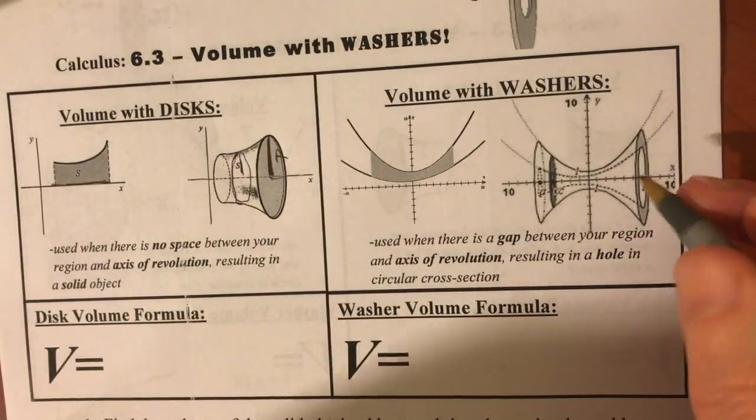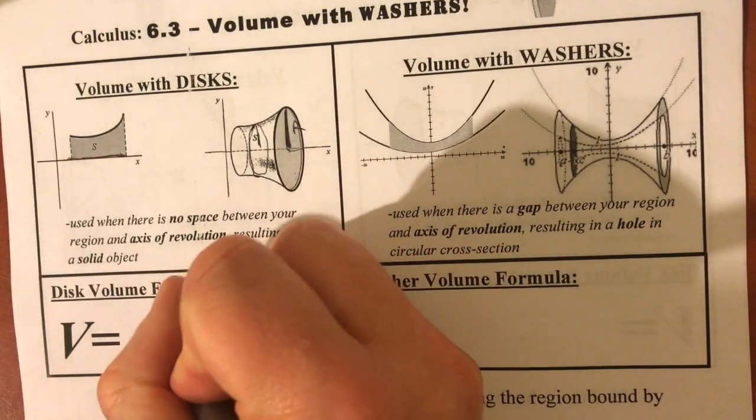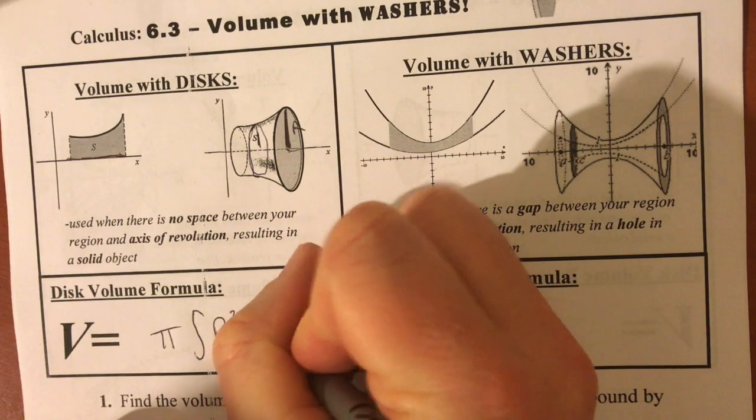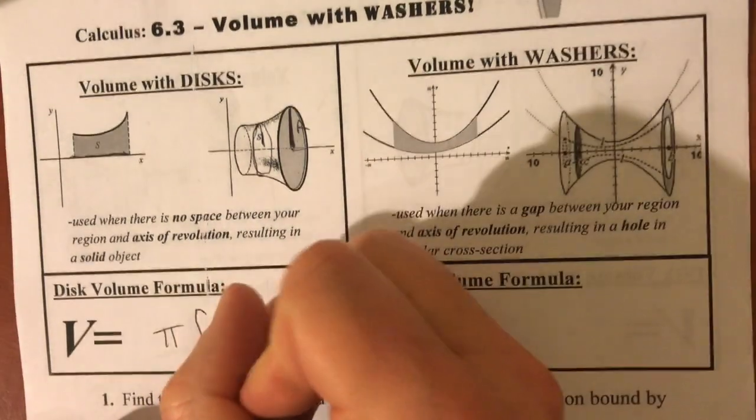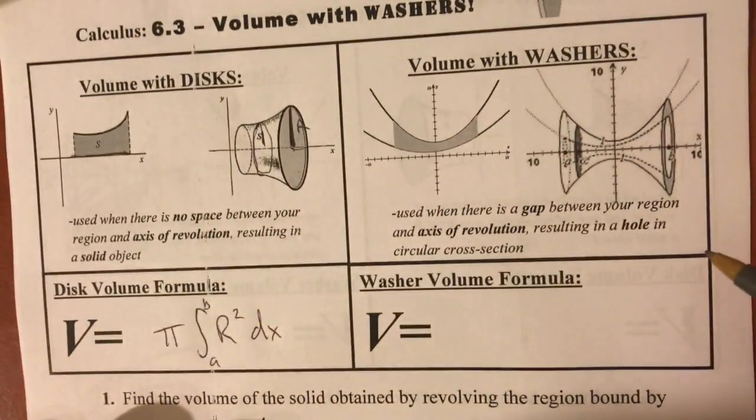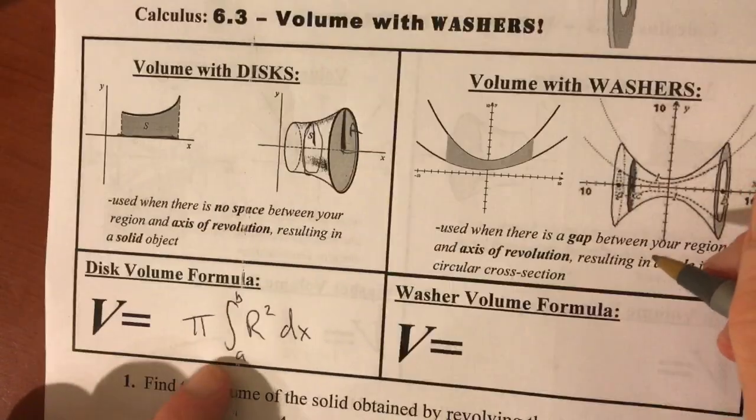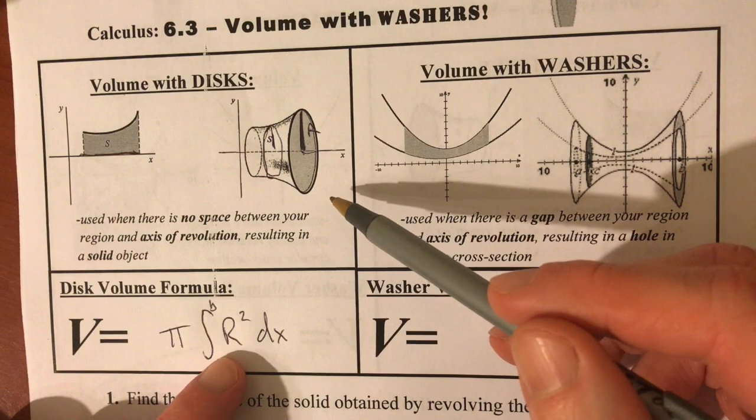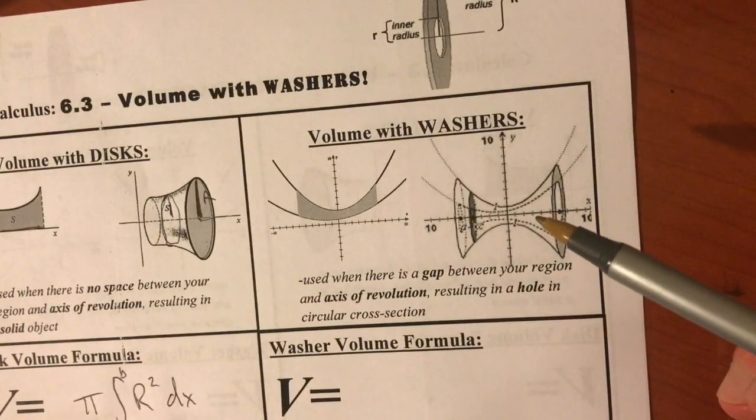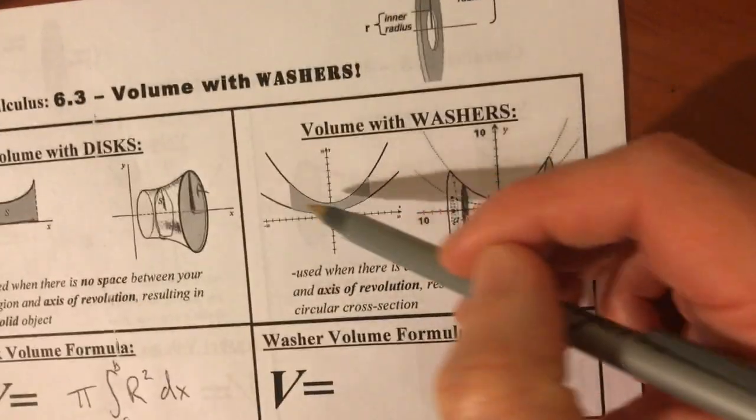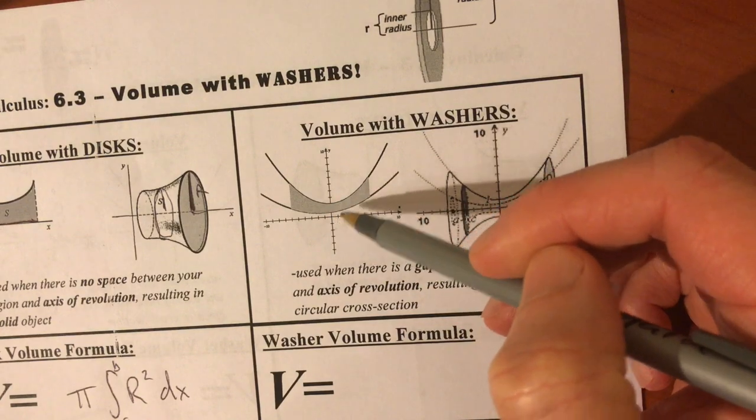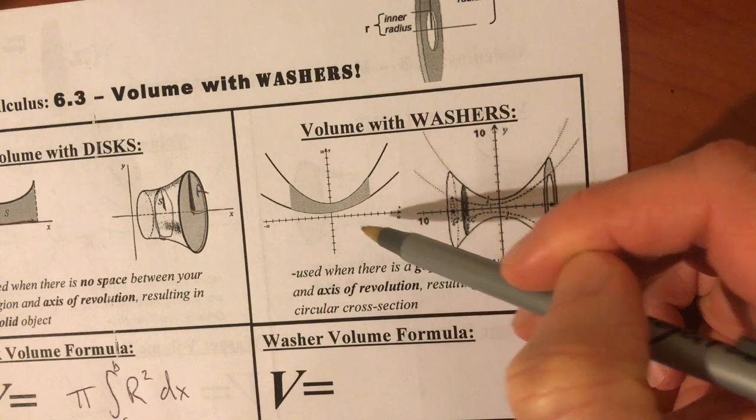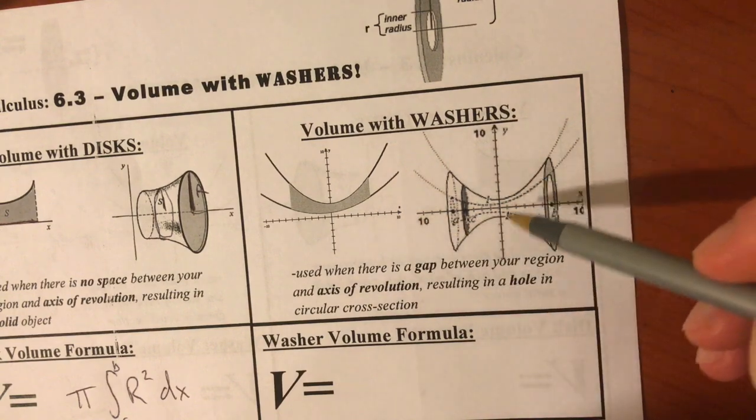There's no hole. So the disk method is pi r squared dx, or dy if you're going in that direction, from whatever your boundaries are, a to b. But just remember, it's just a circle, so it's pi r squared. And the washer method is whenever you have a region and there's any space in between the region and the axis you're revolving around, that's going to leave a hole.